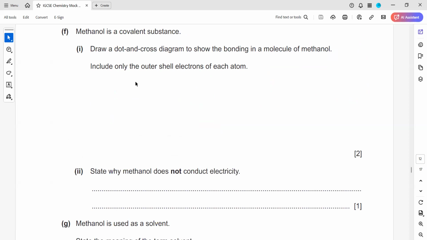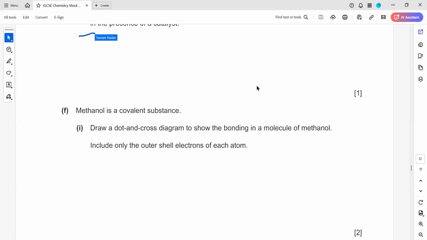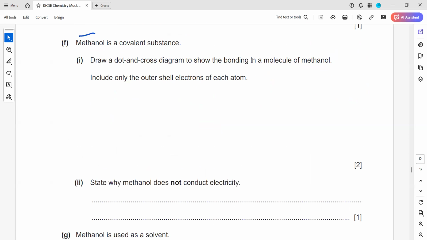Methanol is a covalent substance. Draw a dot and cross diagram for methanol. First you write the formula for methanol. It is CH3OH.